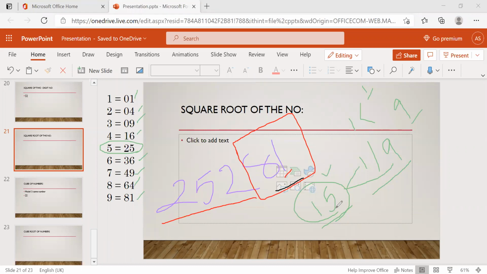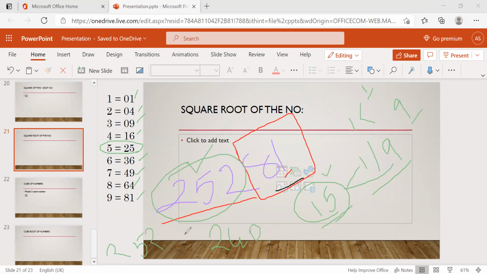15 is there. What's the next number after 15? 16, right? So 15 into 16 is nothing but 240. Then check this number against the given number, 252.